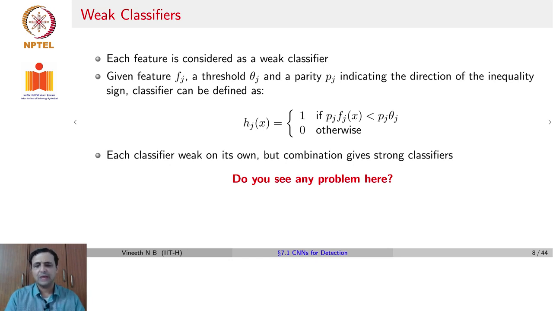So you're saying that if that feature value is less than a threshold, you're going to call it 1, 0 otherwise. Of course, you could define the parity to use this otherwise if you like. So now using this, you're going to get one classifier for every Haar feature. We know that a combination of weak classifiers can give strong classifiers. But do you see a problem with this approach so far?